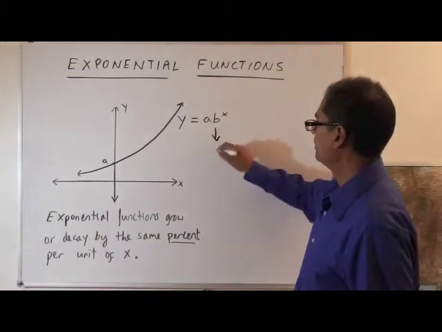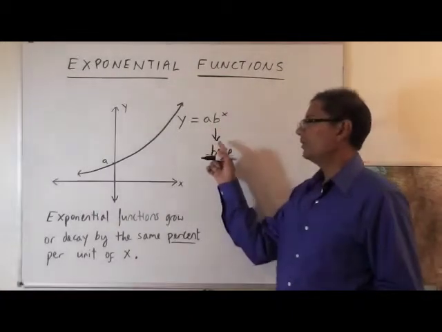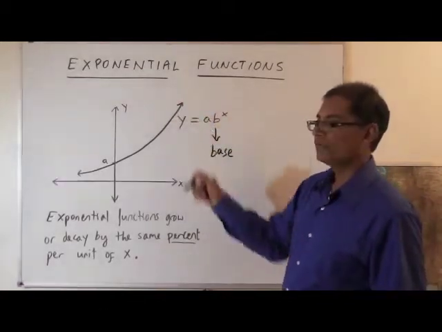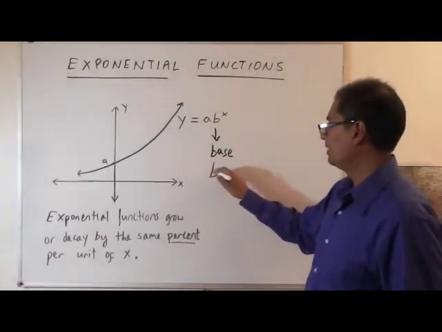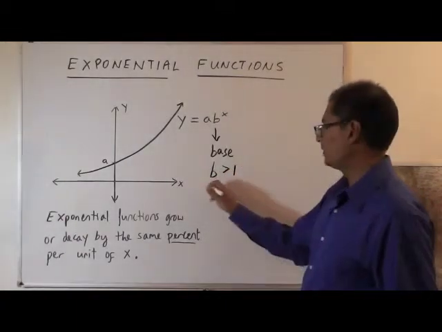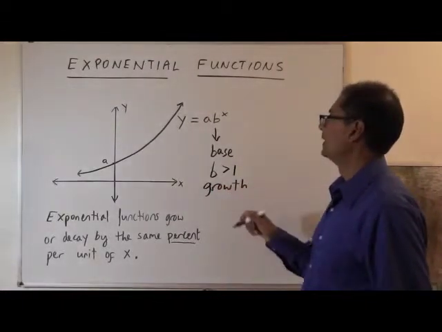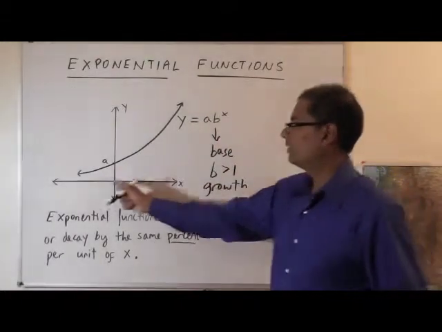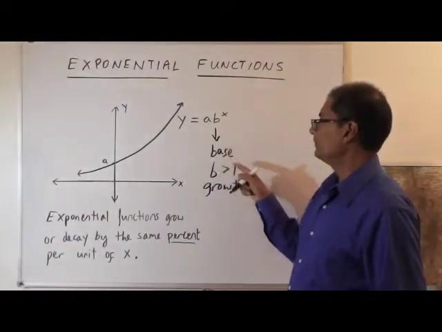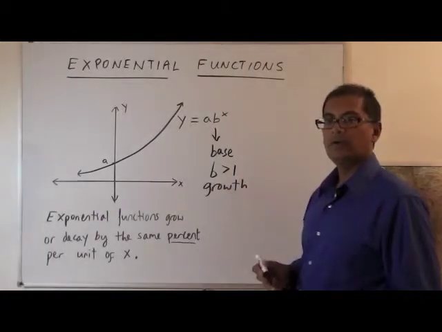And b is called the base of the function. And the bigger b is, the more steep this growth is. So generally, if we have b greater than 1, what we have is exponential growth. And then x ranges from negative to positive. So b bigger than 1 is exponential growth.